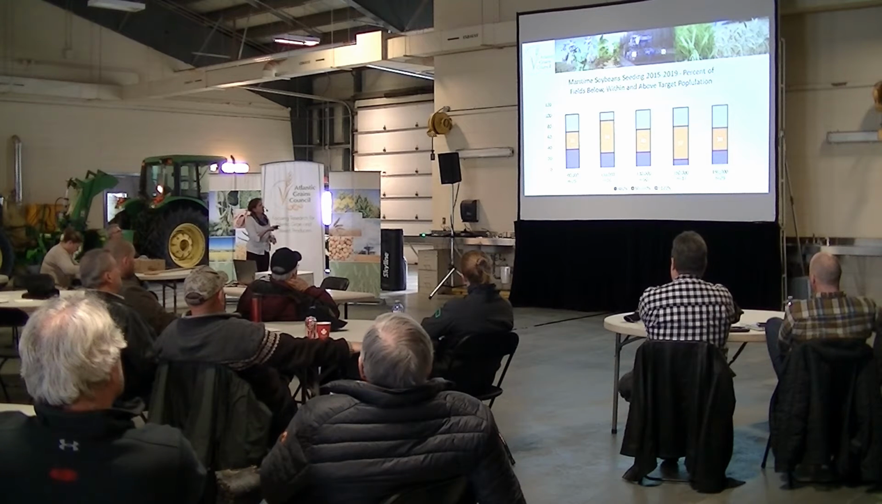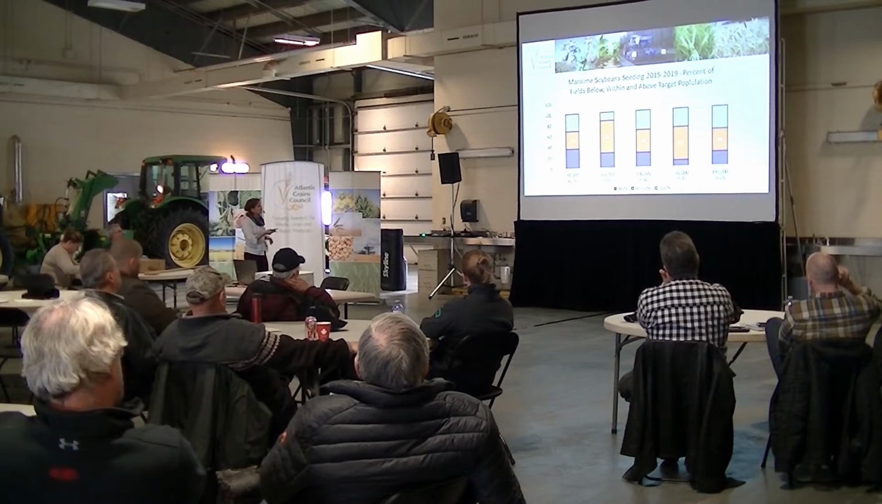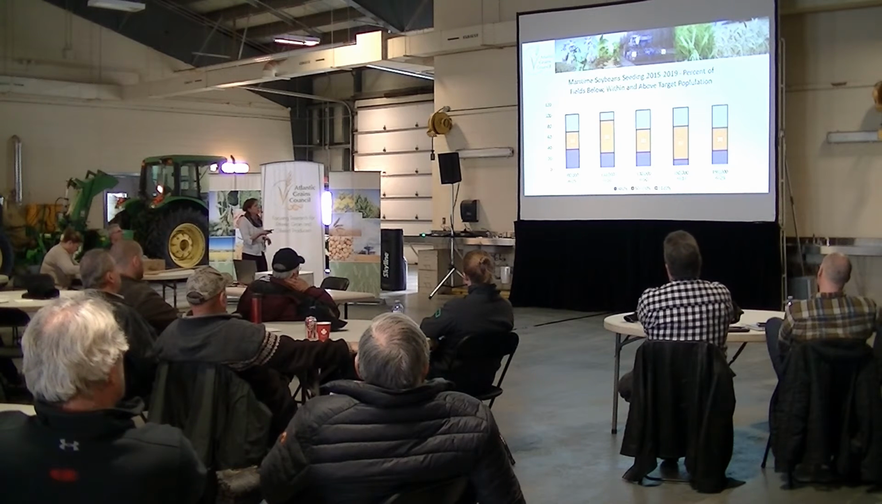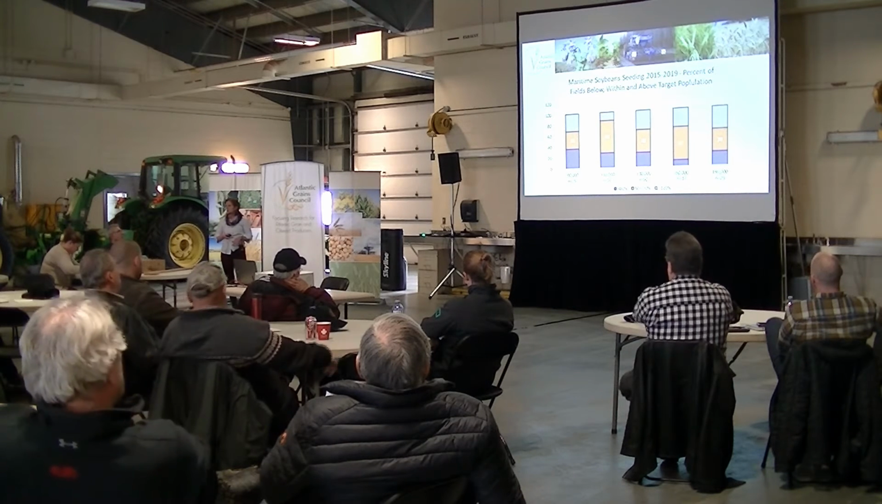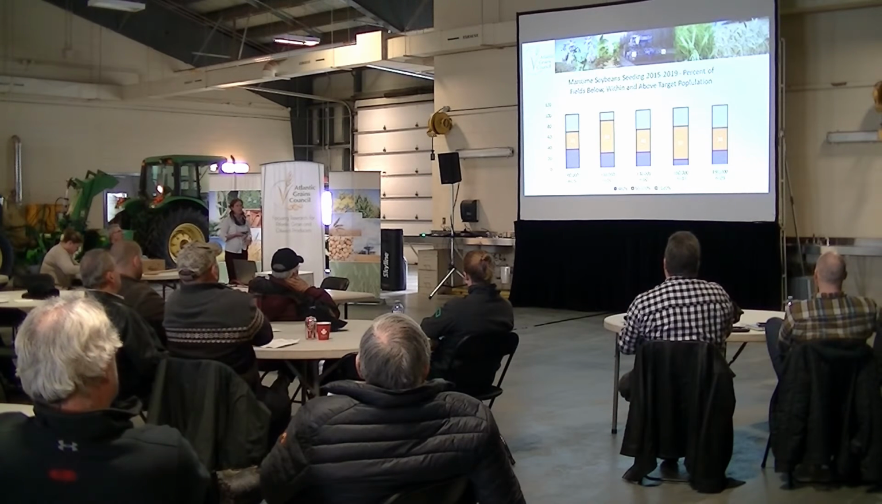This is how accurate we were. So this orange color here, that is all the fields that were within that target. So at 90,000 seeds per acre, only 32% of our fields were within target population. The other 30% were above, the other 30% were below.